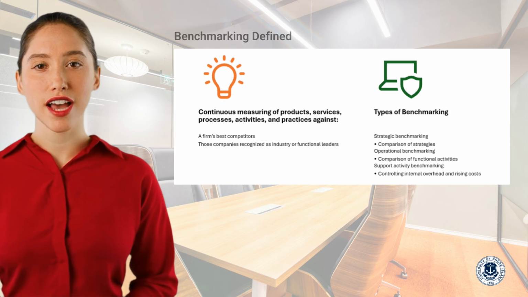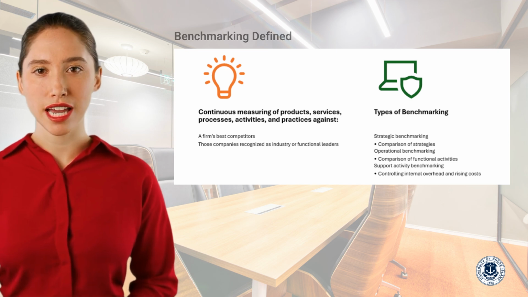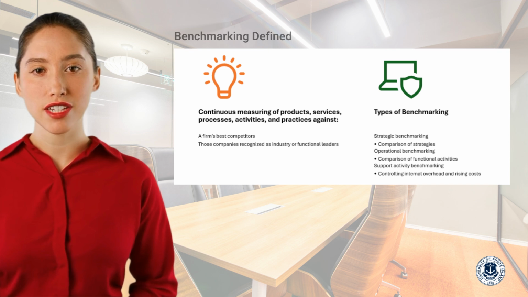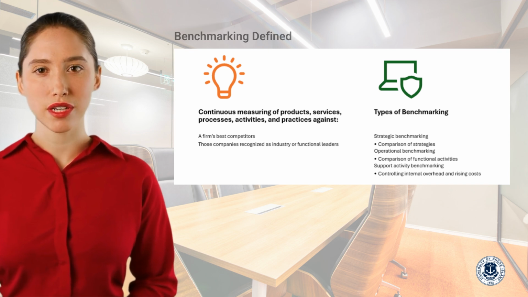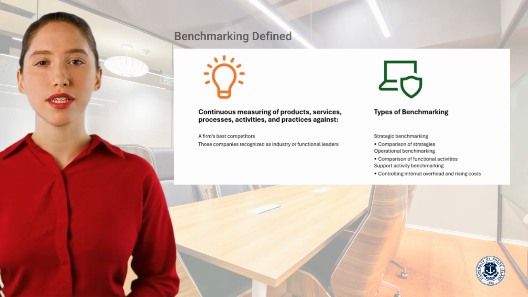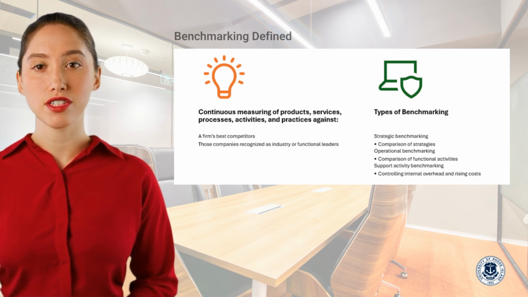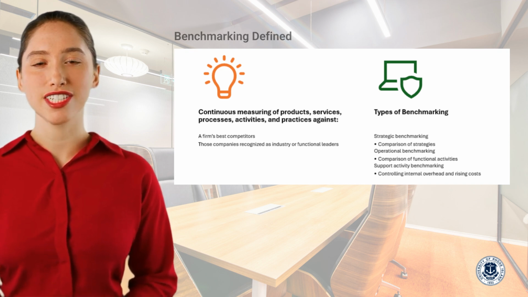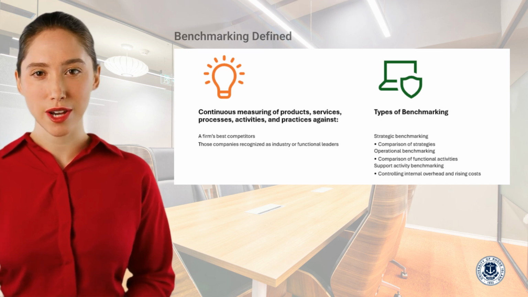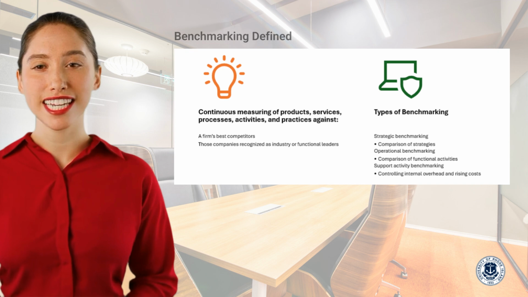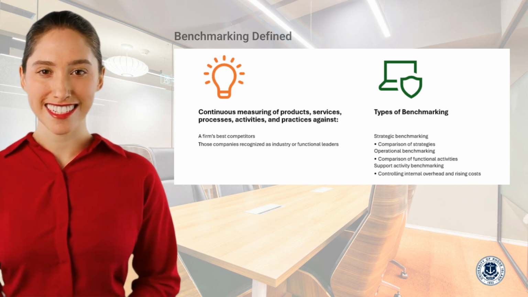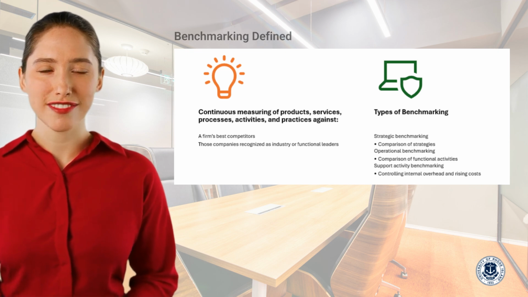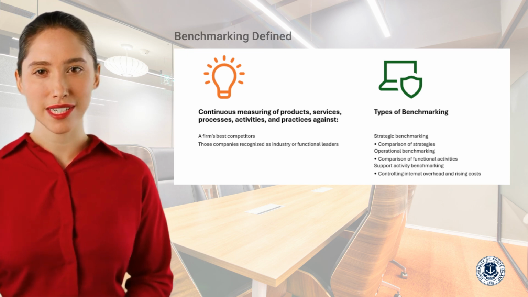performance. Finally, there is support activity benchmarking, which focuses on controlling internal overhead and rising administrative costs. This type of benchmarking examines support functions to determine whether they are operating as efficiently and effectively as possible. Benchmarking helps organizations identify best practices, overcome resistance to change, gather market intelligence, and develop professional relationships with other organizations. These insights can significantly improve operational performance.